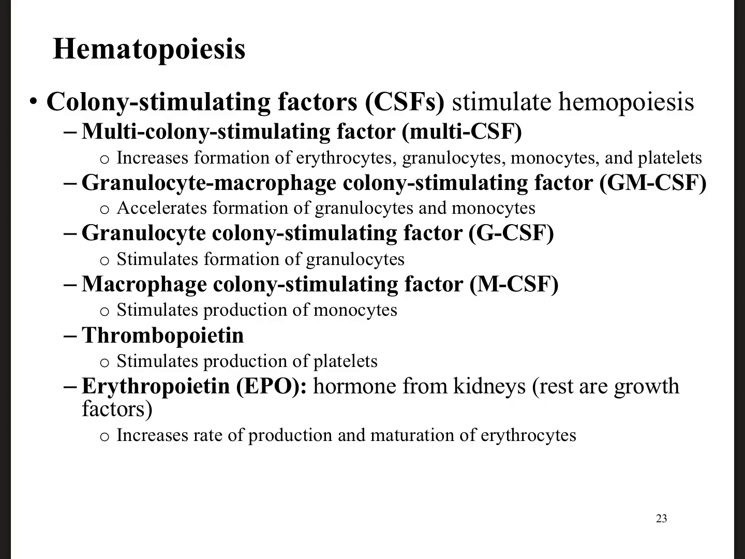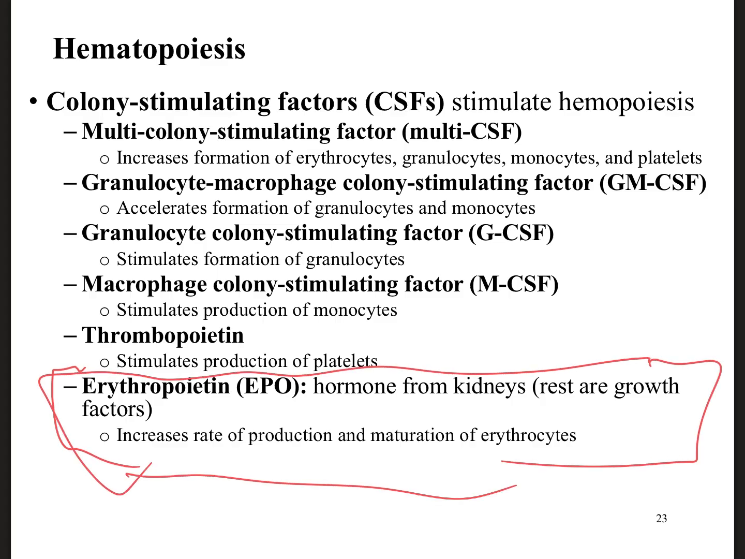That's not the way I do my exams. But the point being is this is kind of what I want you to understand. There is one on here that you need to know, and that's this one right here. Erythropoietin is a hormone. It's also called EPO. It is a hormone that is produced and released by the kidneys. Okay?